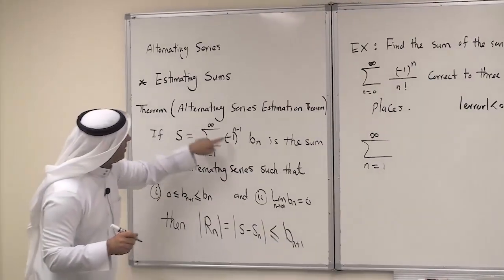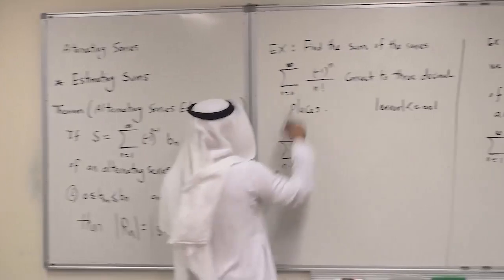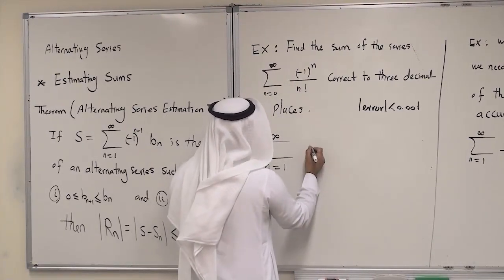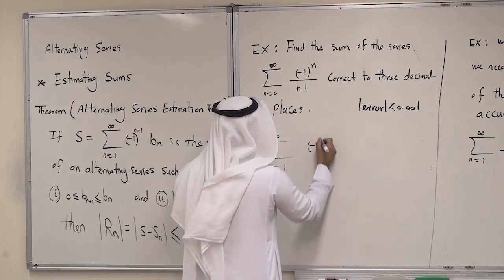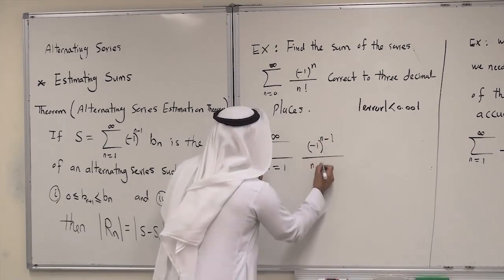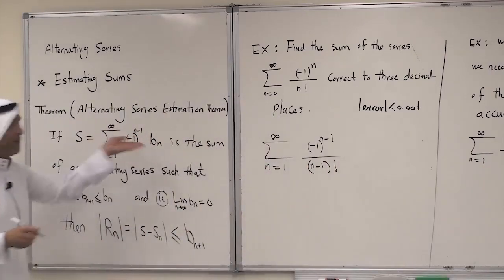So that's exactly what I need to put: n equal to 1 up to infinity, minus 1 to the n minus 1 times Bn. So I shift the index by 1. I increase by 1 here, n equal to 1, so what I need to do inside is decrease by 1. So that will be what? Minus 1 to the power n minus 1 divided by n minus 1 factorial. Okay? So in order to use the theorem, I need to have it in a standard form first.